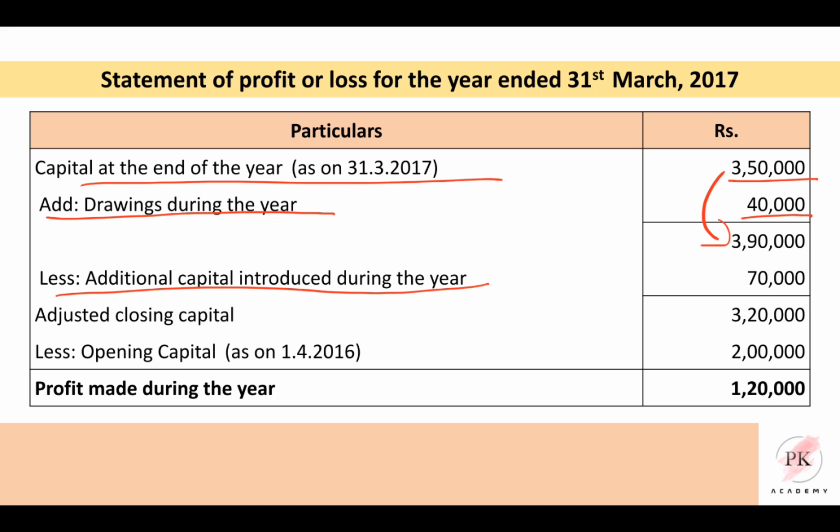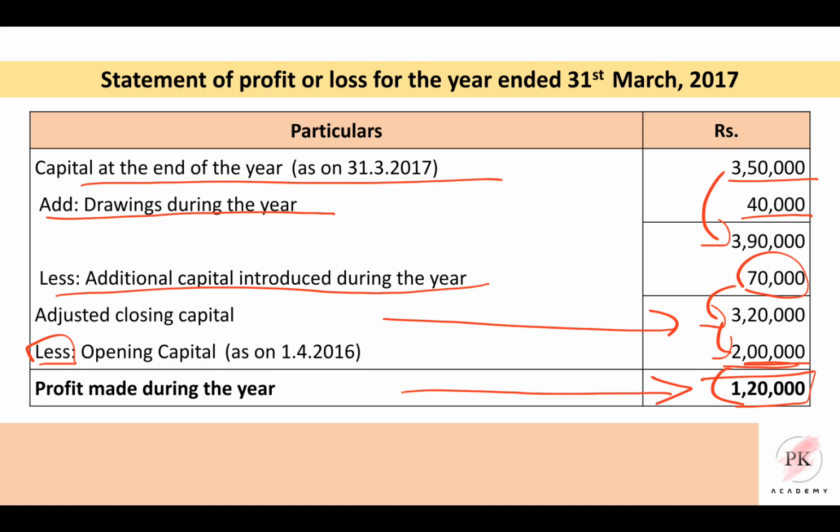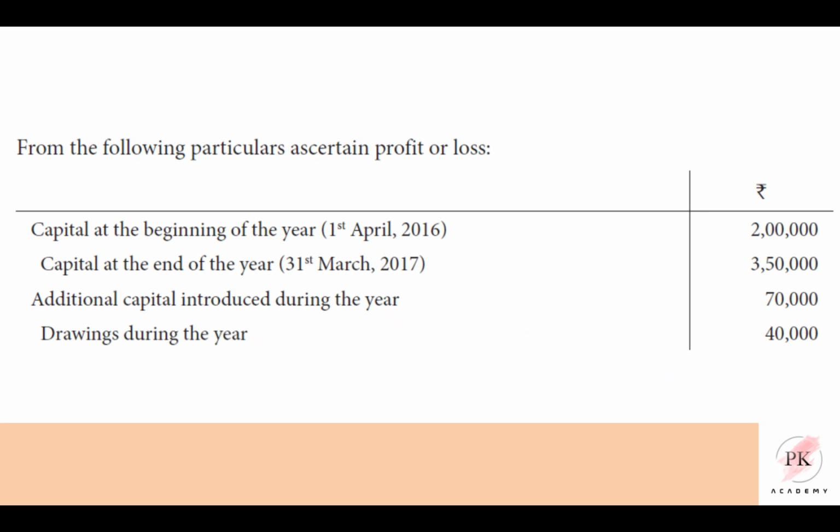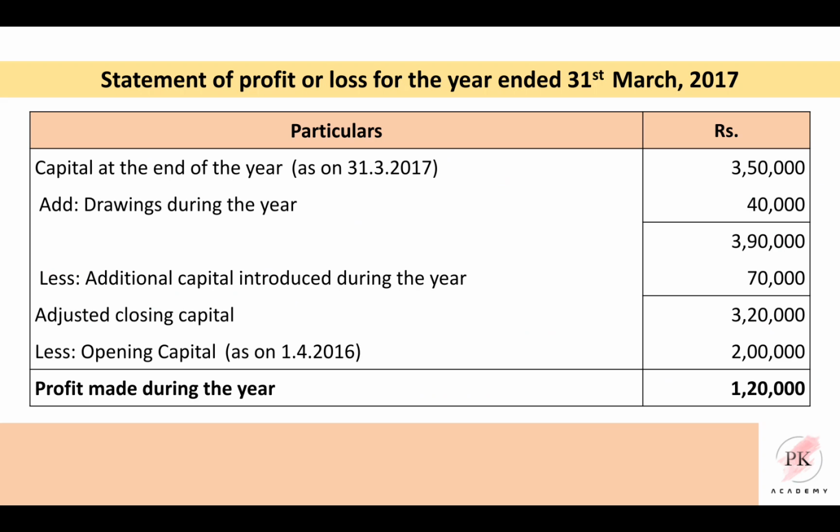After that we have to subtract the additional capital introduced, so that we get the adjusted closing capital of 3.2 lakhs. After that, when we subtract the opening capital, which is 2 lakhs, it gives a positive value of 1.2 lakhs, which is nothing but the profit during the year. This is the simple calculation you all have to do. The figures will be given and you just have to substitute them in the format.